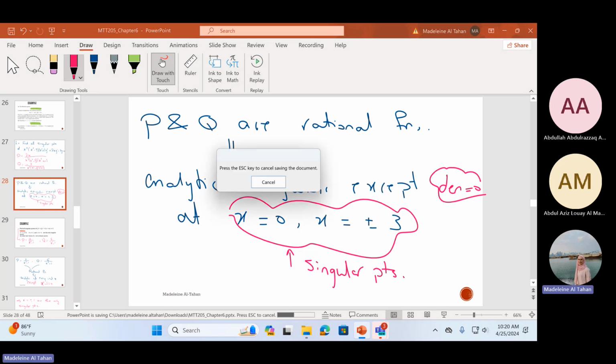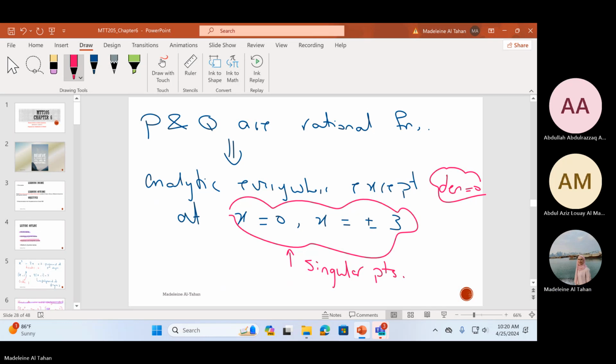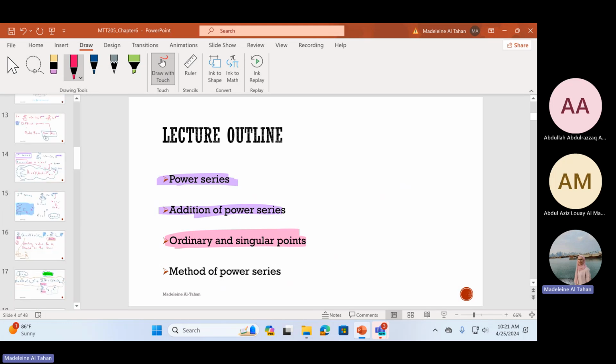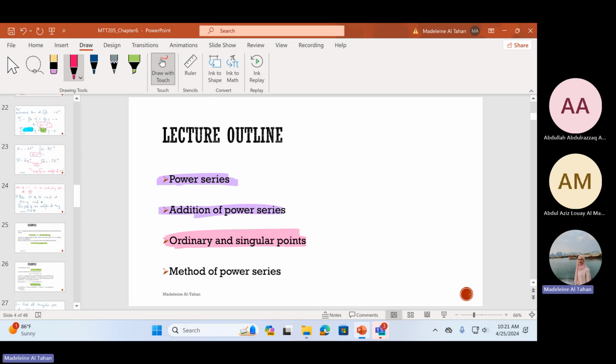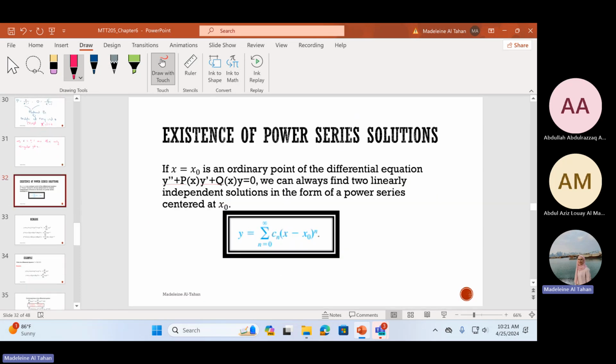So let's go back to our main objectives. We talked about power series in general, how to add two power series by re-indexing. We also talked about ordinary and singular points, the difference between them. Okay, miss? Any questions so far? Now, let's have the method of power series. We will do just an introduction. After this introduction, we'll go to the quiz and give feedback on it. And after it, if we have time, we'll go back again.